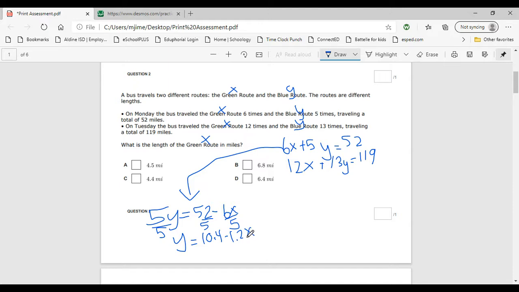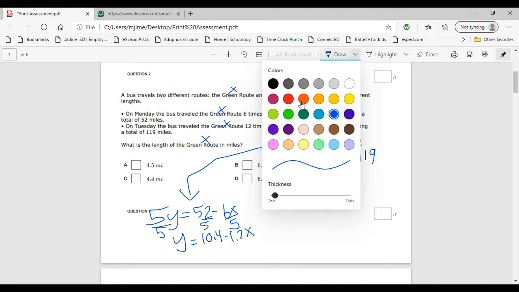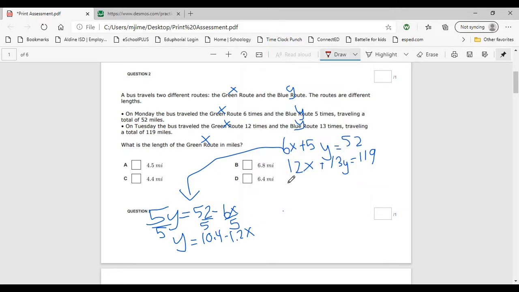I'm going to set up step 2 for you, and then you need to solve the rest of it on your own to figure out what the answer is. So 12x plus 13, parentheses, because we're substituting what y is, 10.4 minus 1.2x, parentheses, equals 119.